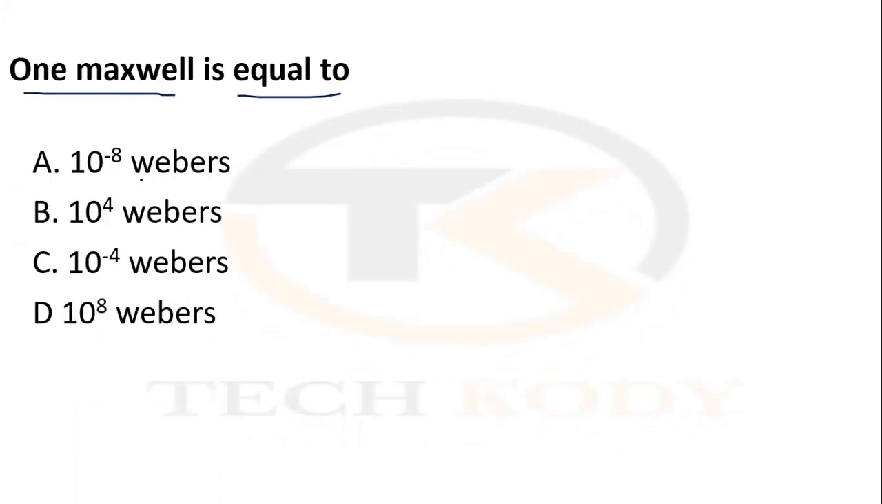One Maxwell is equal to 10 raised to minus 8 Webers, 10 raised to 4 Webers, 10 raised to minus 4 Webers, 10 raised to 8 Webers. 1 Maxwell is equal to 10 raised to minus 8 Webers.